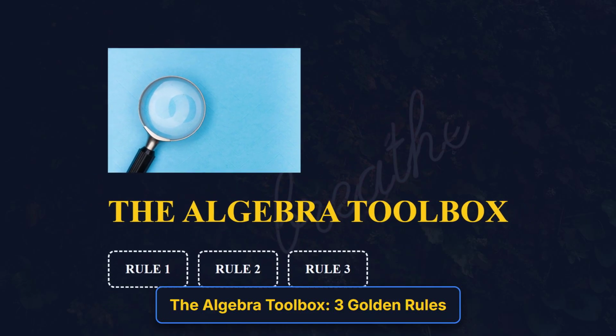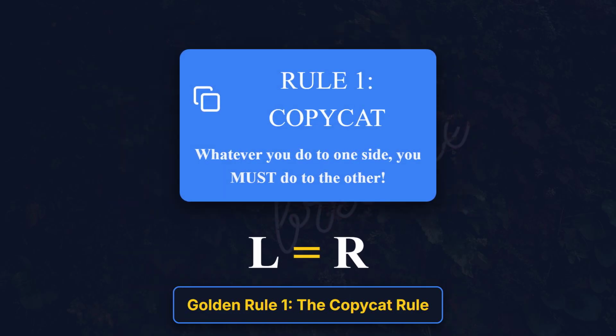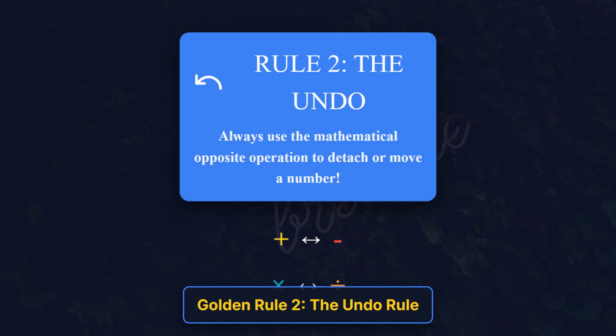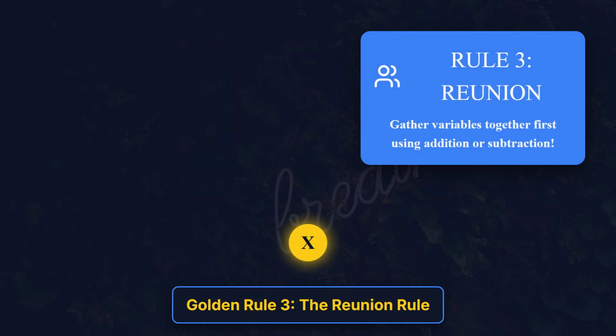Before heading into advanced territory, let's lock down our 3 golden rules of algebra into your mental toolbox. Rule 1, the copycat rule. Whatever math operation you apply to one side of the equal sign, you must apply to the other. Rule 2, the undo rule. Always use the mathematical opposite operation to detach or move a number across the line. Rule 3, the reunion rule. If your variables are scattered on both sides, gather them together first using addition or subtraction.